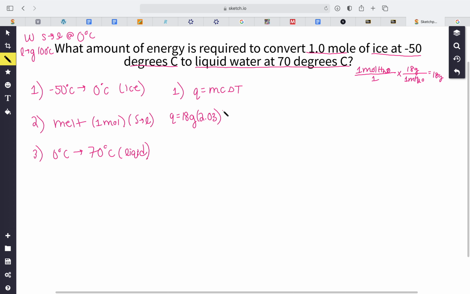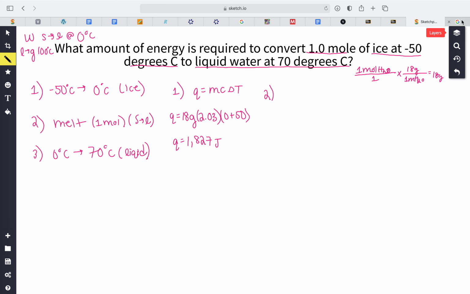Okay, and then our change in temperature, we're going from negative 50. Because we're doing final minus initial, we're going to make it into a positive. So doing that out on our calculator, it's going to be times 18 times 50, and we are going to get a Q of 1,827 joules.